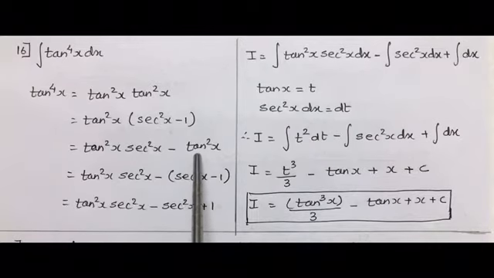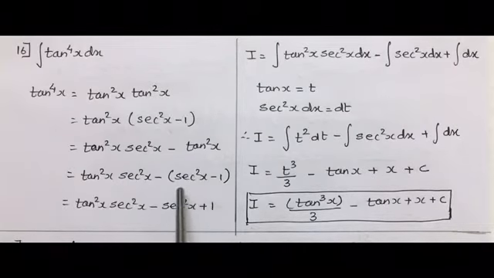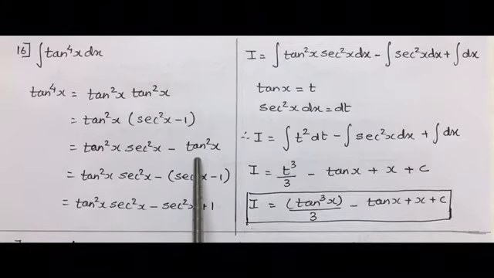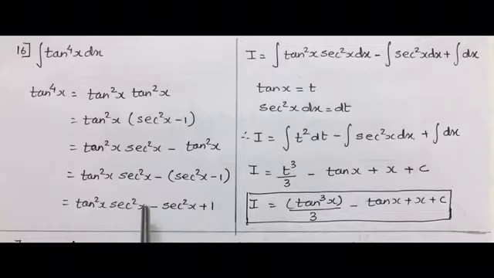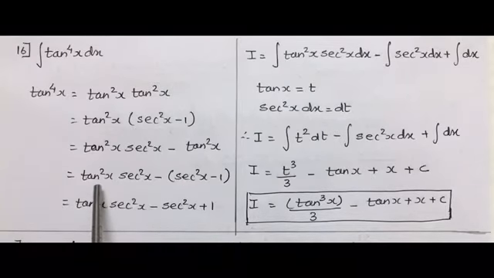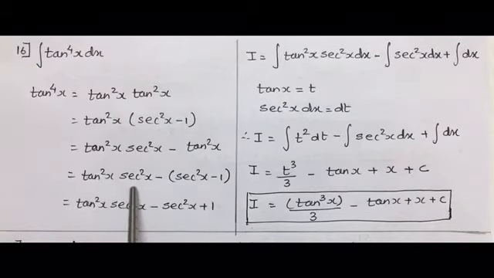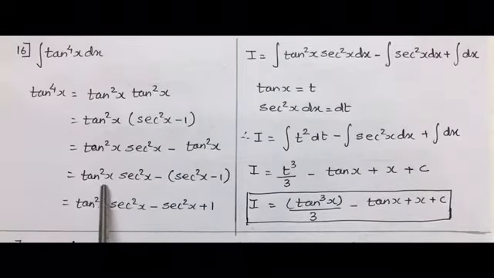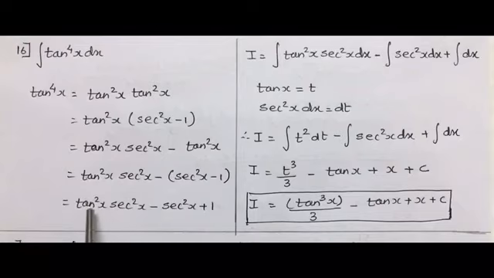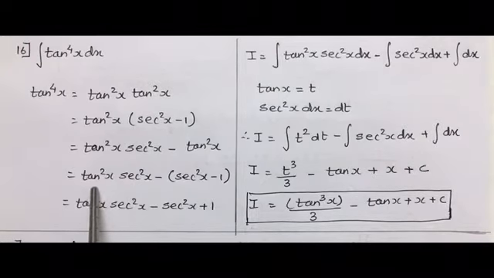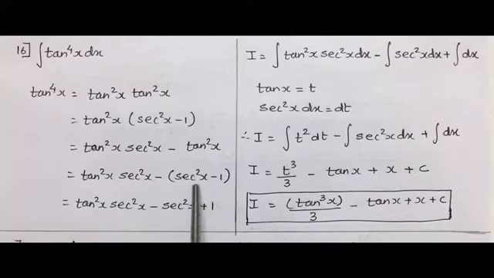Now again the integration of tan^2 is not there. So tan^2 x is replaced by sec^2 x minus 1. Now in the first term, tan^2 x we are not writing as sec^2 x minus 1. Reason is we already have the derivative of tan x as sec^2 x here. That is the reason in the first case we are not changing tan^2 x as sec^2 x minus 1.